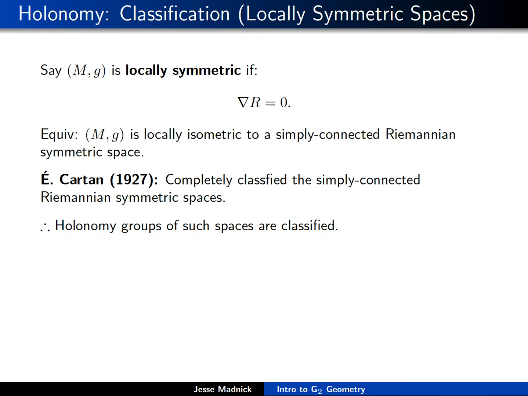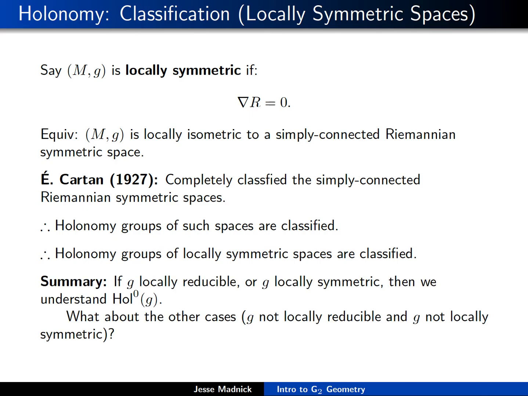Because there's a complete list of the Riemannian symmetric spaces, and these things are homogeneous spaces, they're very nice, it turns out that you can actually compute very easily, very directly, the holonomy groups of such spaces. So the holonomy groups of simply connected Riemannian symmetric spaces are classified, and consequently the holonomy groups of locally symmetric spaces are classified. So there are two cases in which we definitely know the holonomy group: if g is locally a product or if g is locally symmetric. So that leaves all other cases, right? What happens in the generic case, if g is not locally a product? What if g is not locally symmetric?